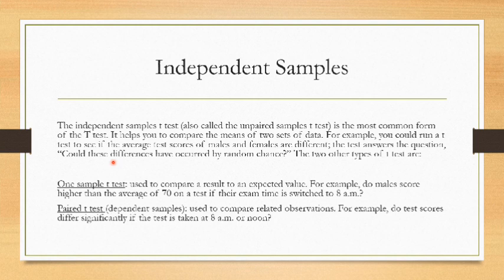8 a.m. or noon. So, ayun yung dalawang examples ng other type of t-test, bukod pa dun sa independent samples, which is one sample t-test and pair t-test. So, yung nasa taas yung parang pinaka-given. Then, ito, ginawa siyang one sample t-test and pair t-test.